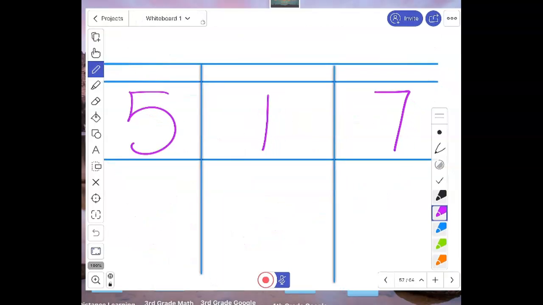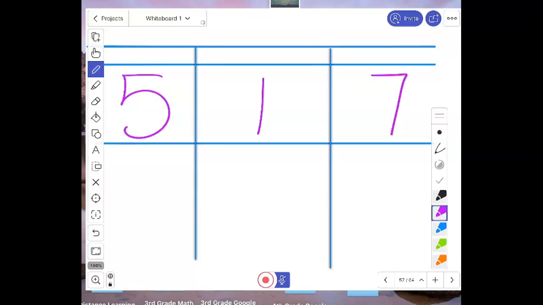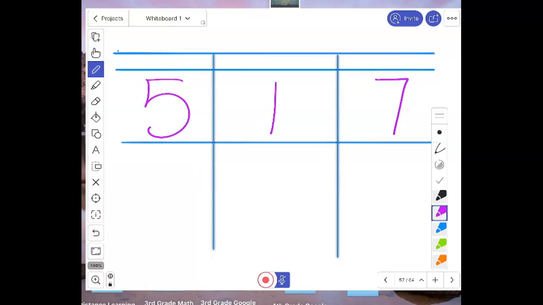So if I have my number 517, we know already that this is the ones place, this is the tens place, this is the hundreds place. Now instead of pulling out actual blocks, I can also draw.